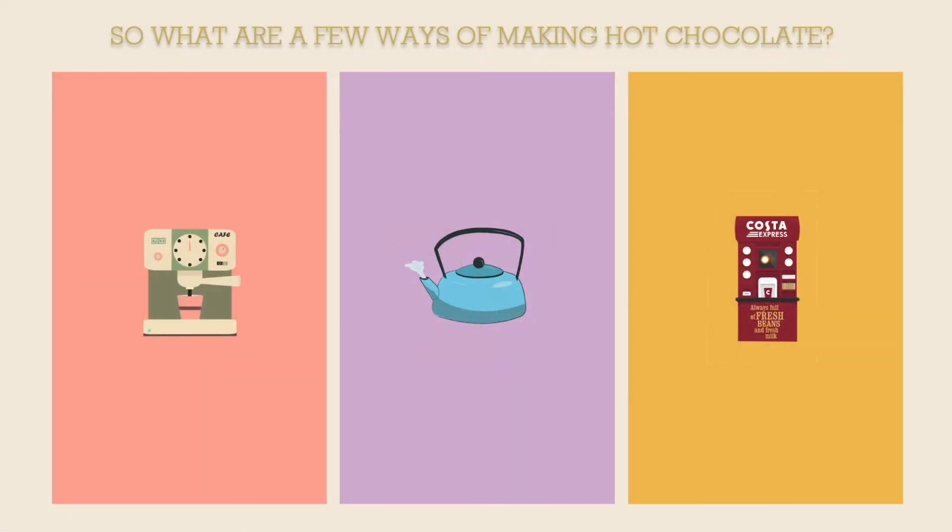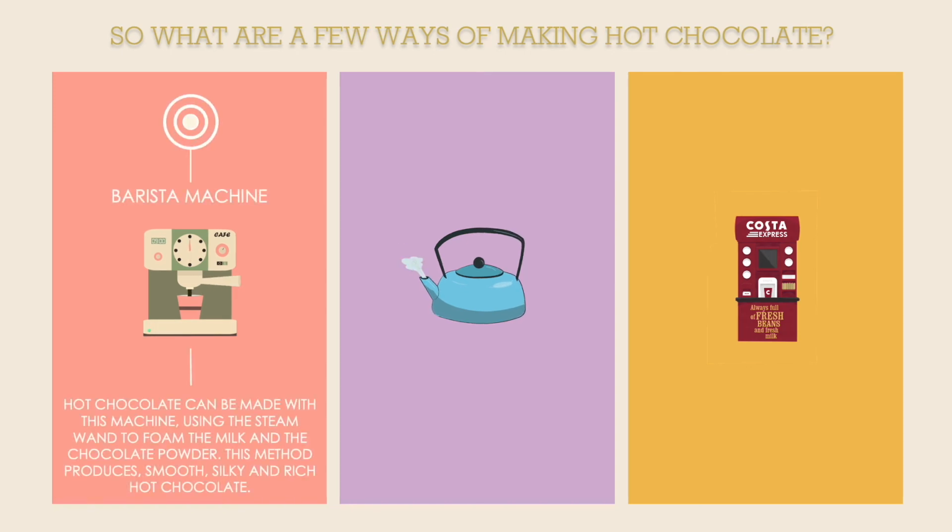So, what are a few ways of making hot chocolate? Barista machine. Hot chocolate can be made with this machine using the steam wand to foam the milk and the chocolate powder. This method produces smooth, silky and rich hot chocolate.